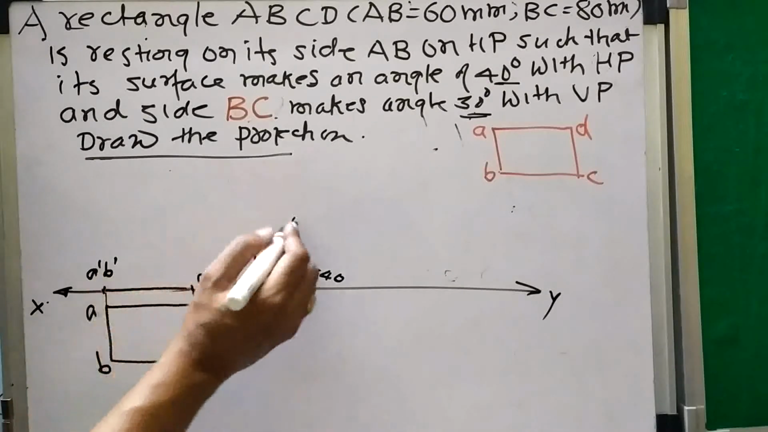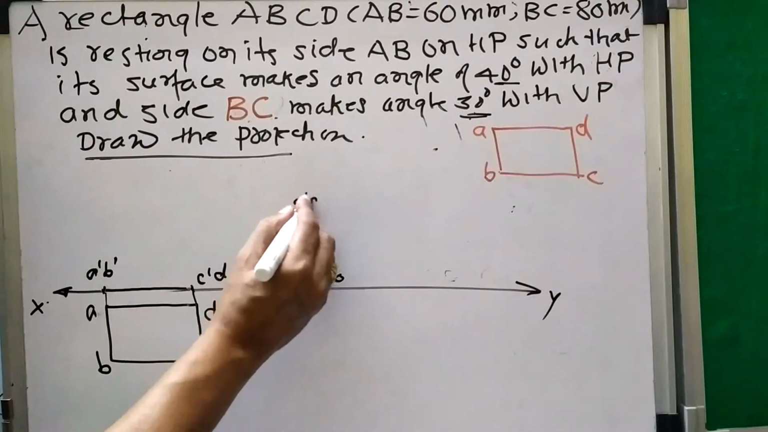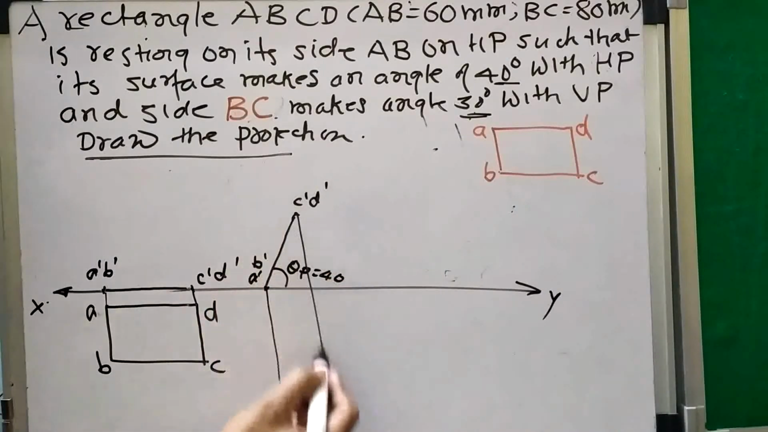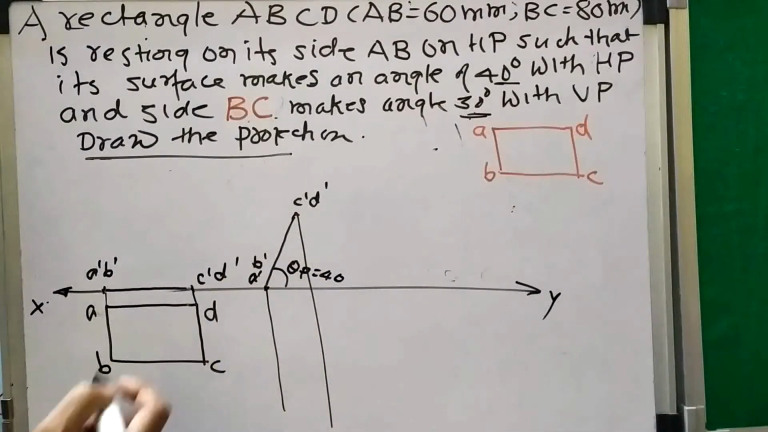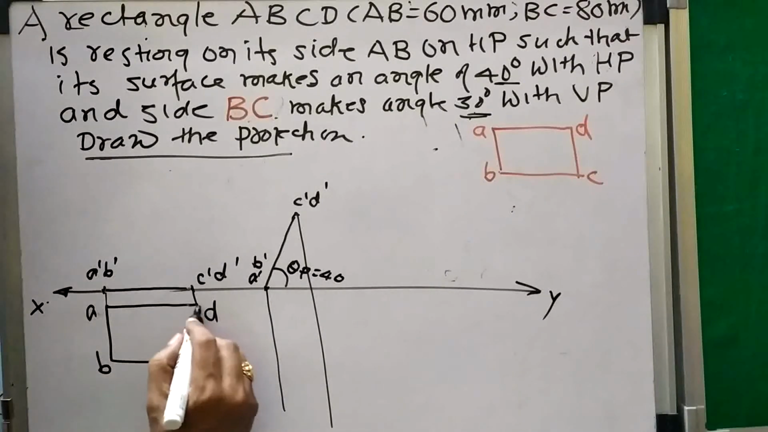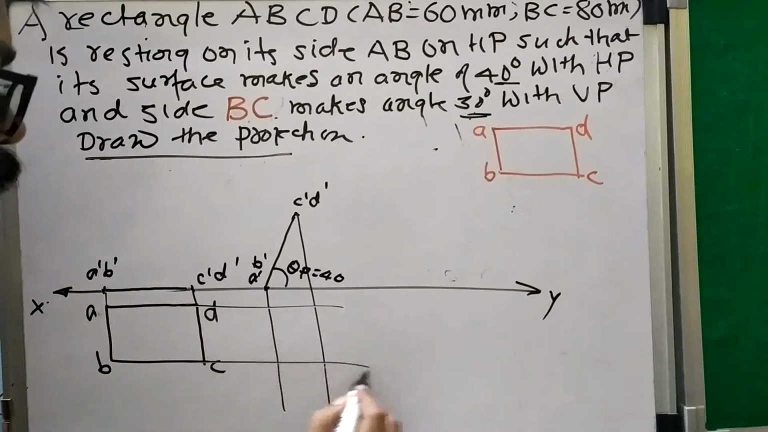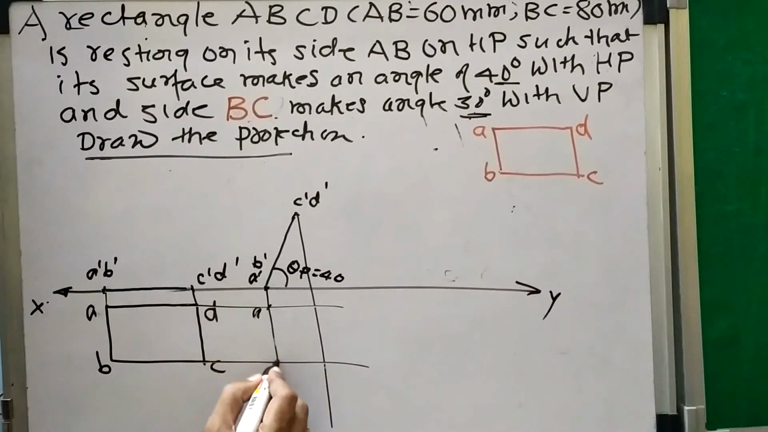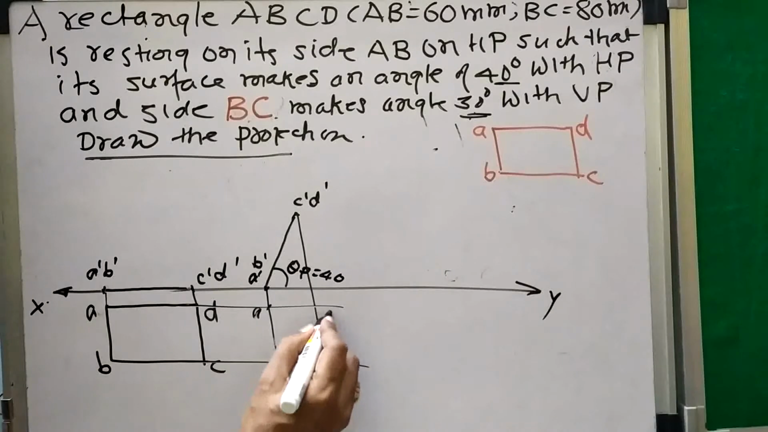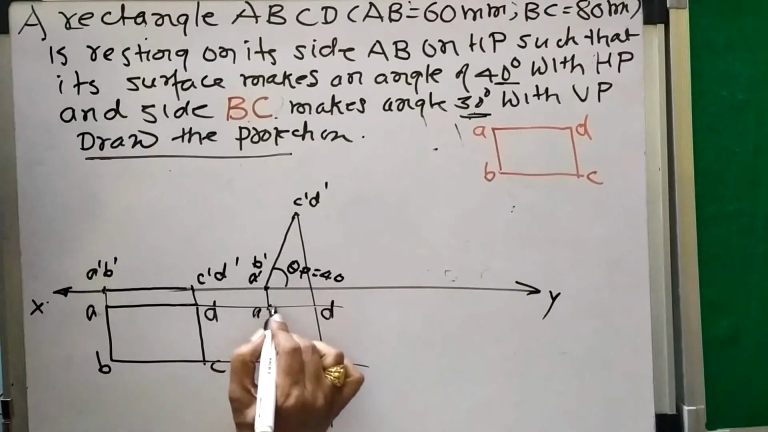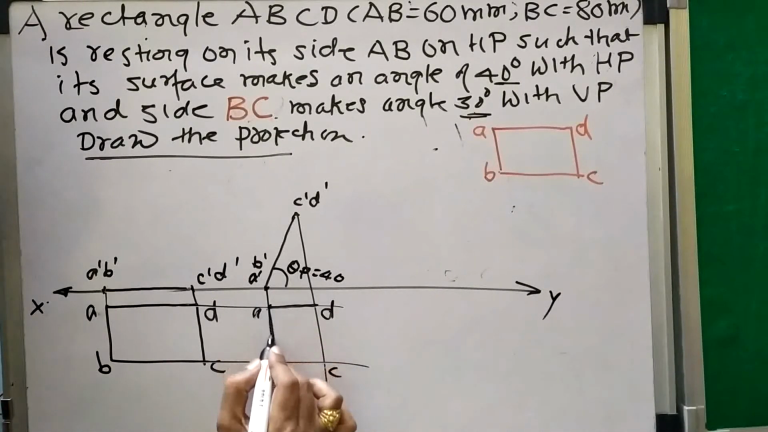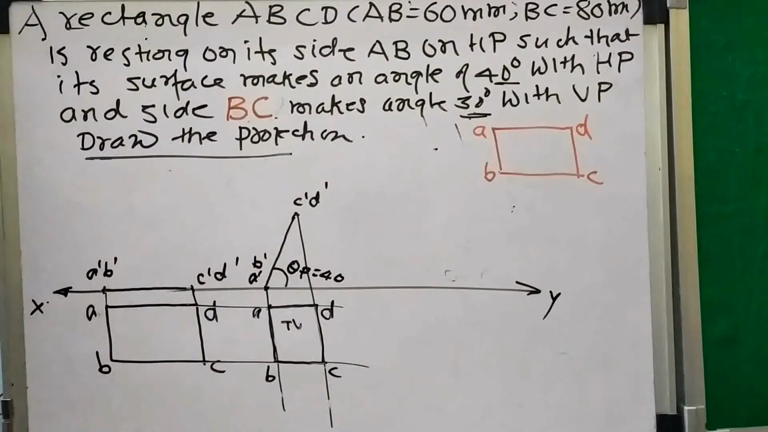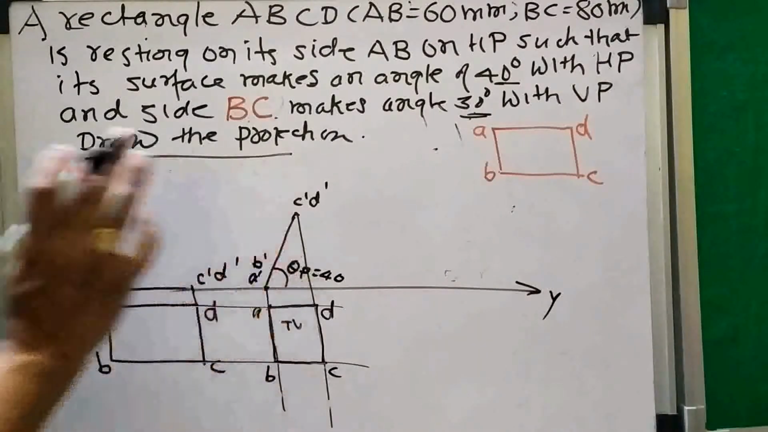So I will take this distance, cut here C dash and D dash, and then I will project it down. So these are the projector lines, these are perpendicular to XY, and then I will project this, right? And I will mark this point A, B, C, D. So this will be my top view. This is the top view.